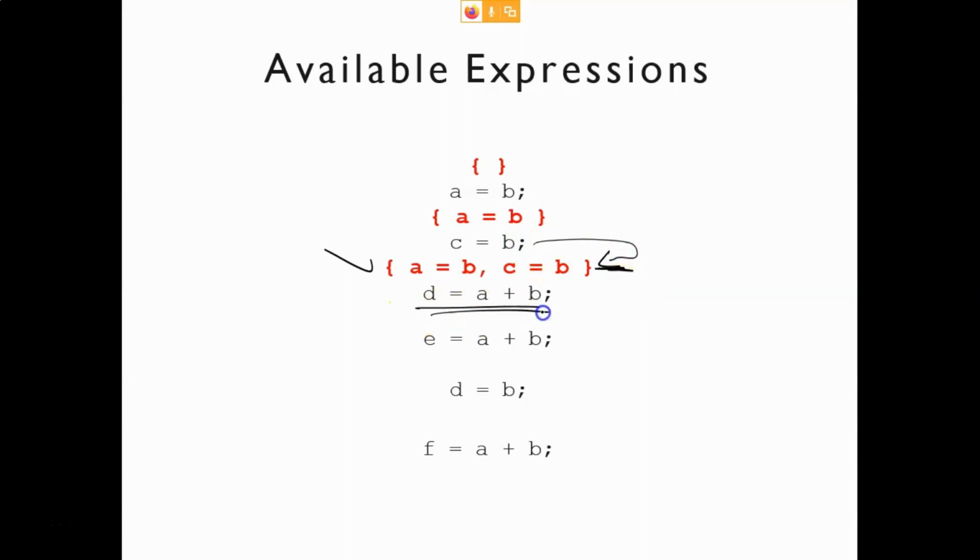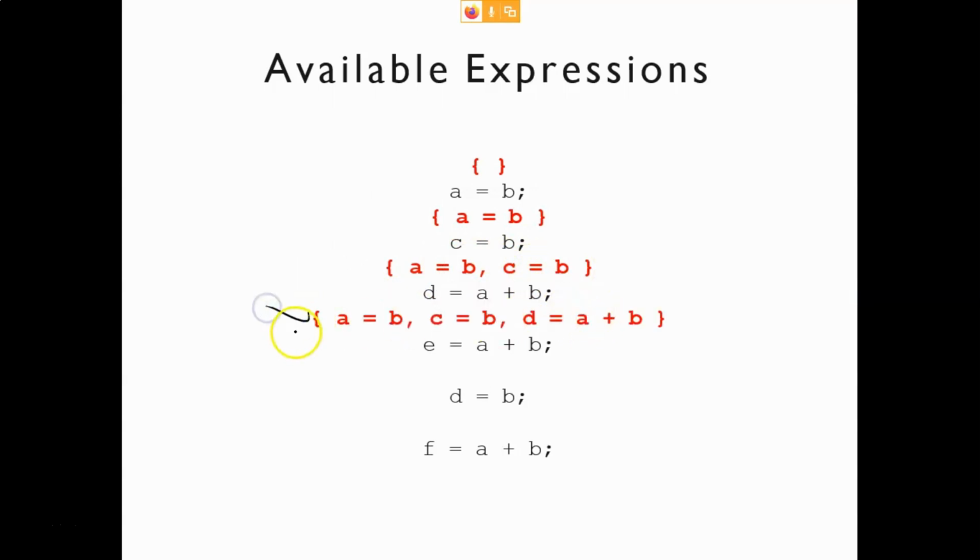Now after this statement, what will be your set of available expression? You will include this, but you will remove those available expression in which you have D. There is no such available expression, so there is nothing to remove. So you can just directly write that this is your available expression now. This is available expression, this is available expression, and this is available expression.